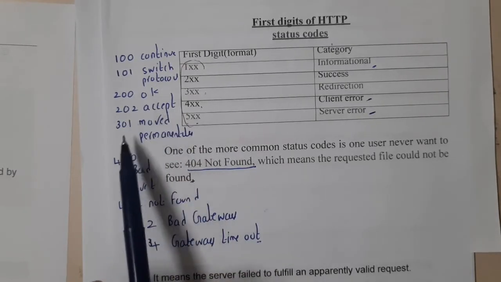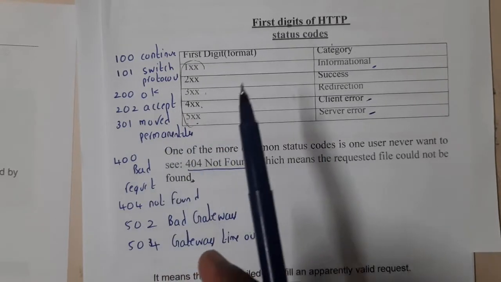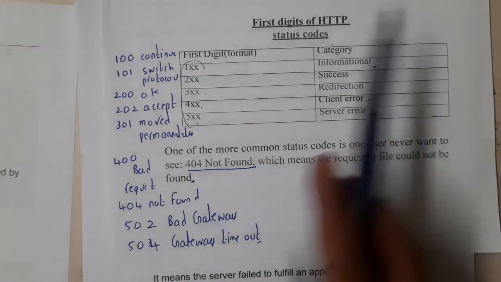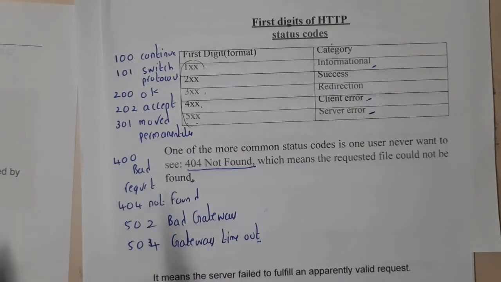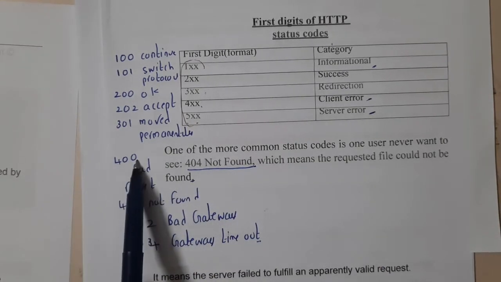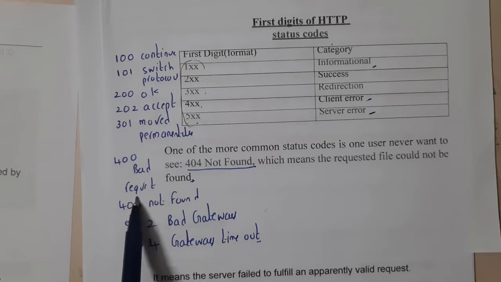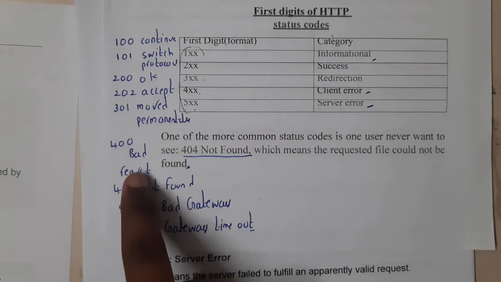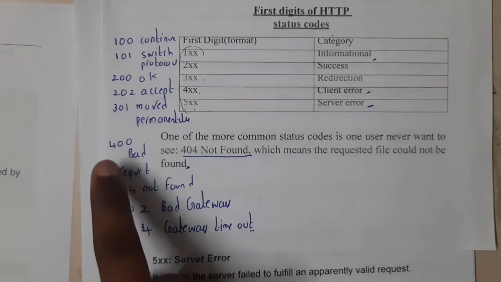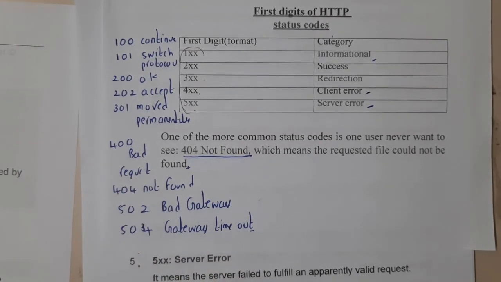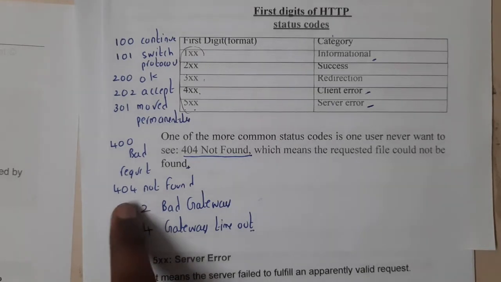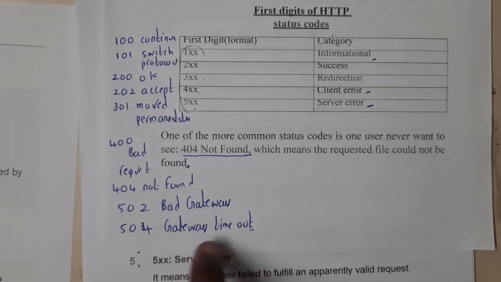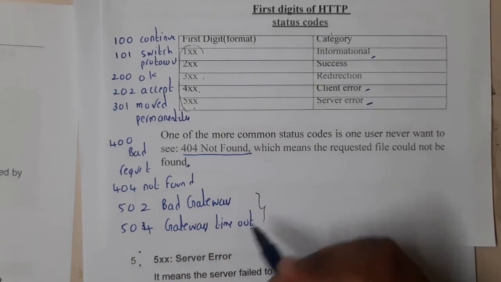Whereas 202 is accepted, 301 is moved permanently. Assume that your website has been shifted to some other domain. Now your old domain will show this moved permanently, 301 error. Similarly, 400 is nothing but bad request. Sometimes you get bad bandwidth and all those things, and those all come under your side issues, the client side issue. 404 is not found, 502 is bad gateway, and 504 is gateway timeout. These two belong to the server side.